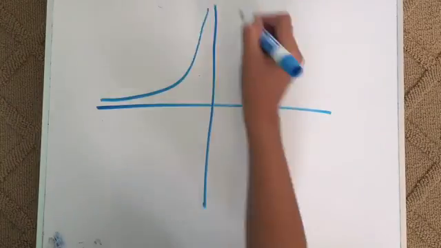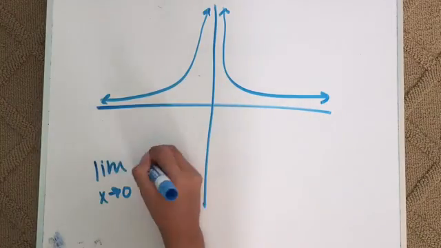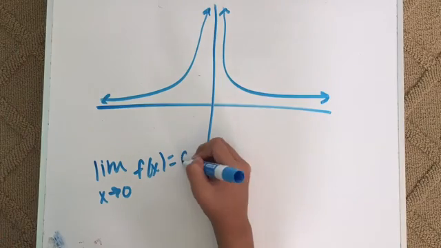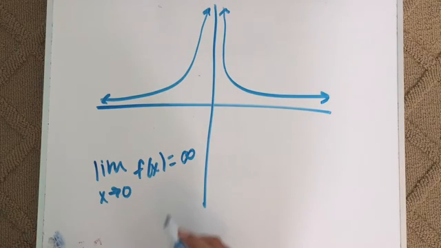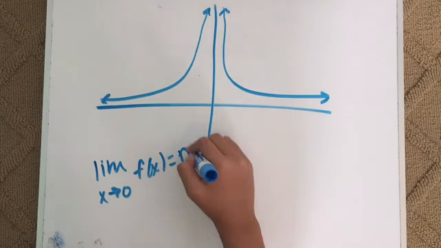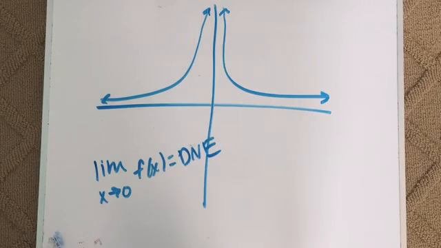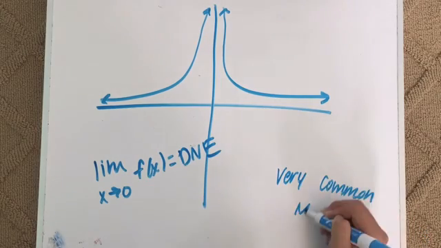So here's a graph to show an example. Limit as x approaches 0 of f of x. From the right and the left, they both approach infinity, but we have to remember infinity is not a real number, so technically the limit does not exist. This is a very common mistake.